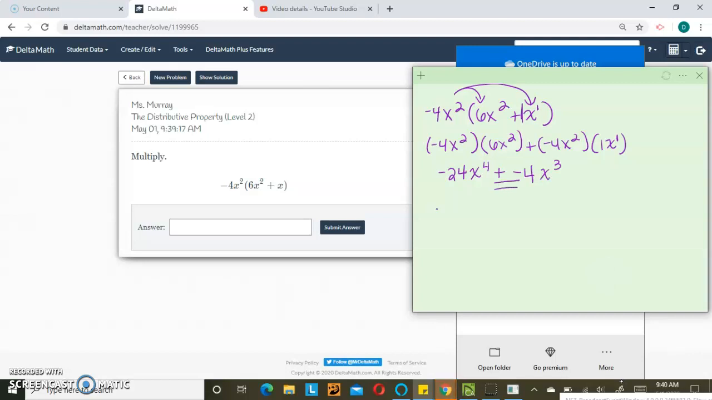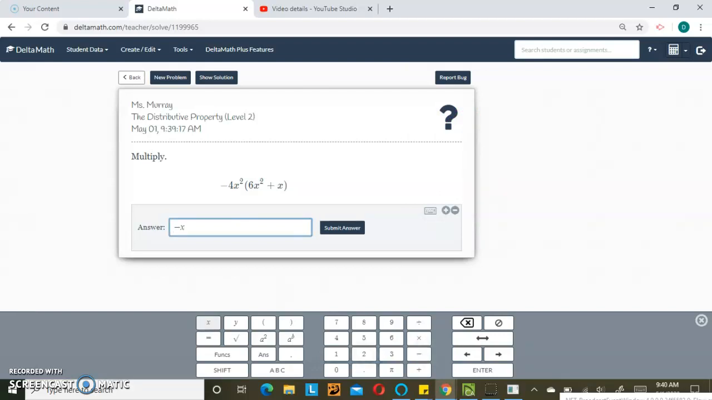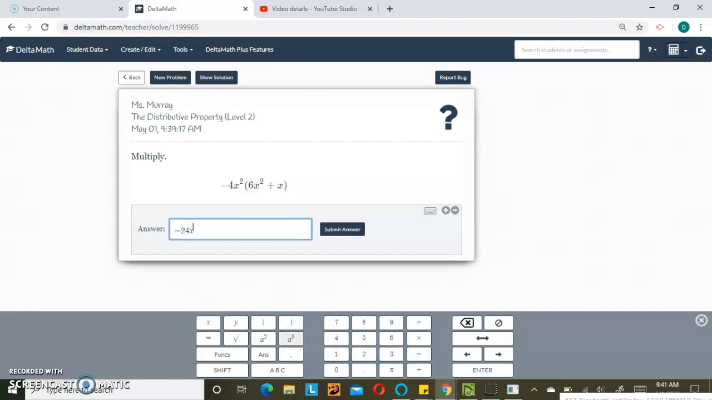So we don't like to write the double sign. So whenever you have a plus and a minus next to each other, you can simplify that just to the minus sign. It's when they're the same that it turns into a positive. So my final answer is negative 24x to the fourth minus 4x to the third. So again, I can't put them together because the variables have different exponents. So that's going to be my final answer.